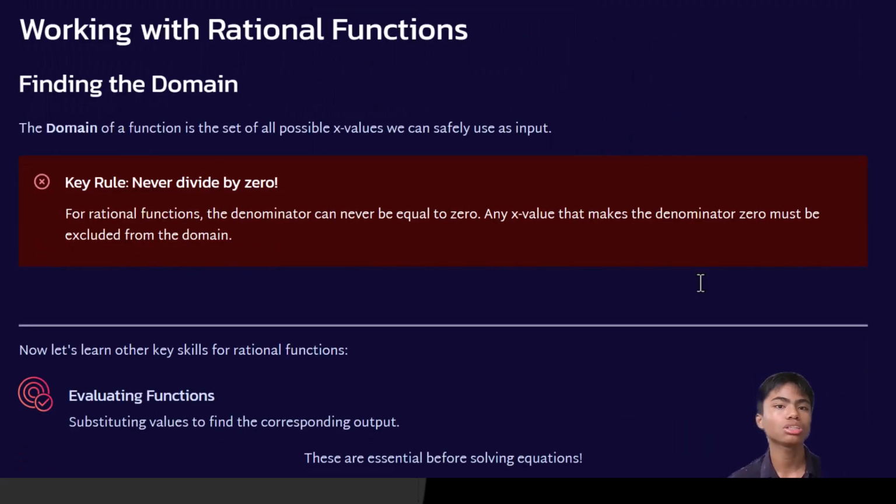Now, when working with rational functions, we must find the domain. The domain of a function is the set of all possible x values we can safely use as an input. The key rule is to never divide by zero. For rational functions, the denominator can never be equal to zero. Any x value that makes the denominator zero must be excluded from the domain.